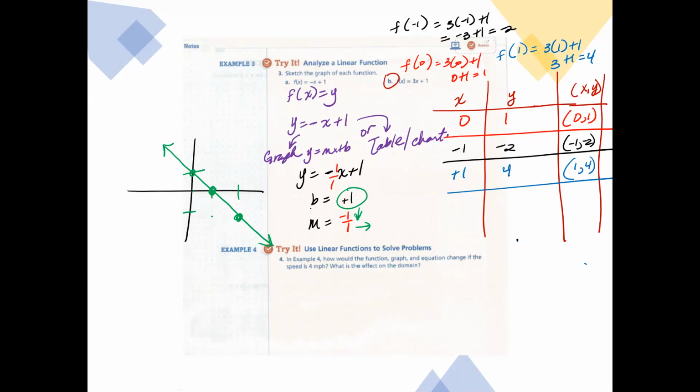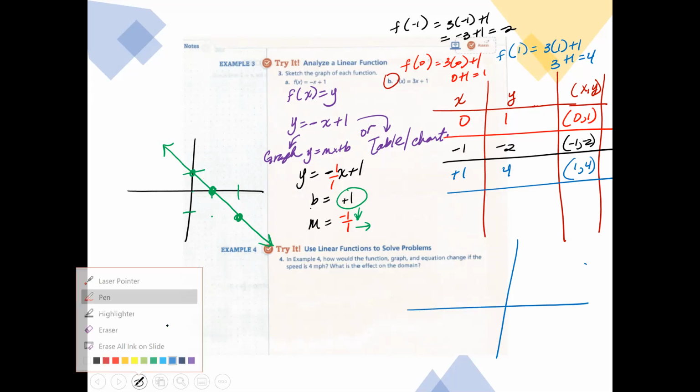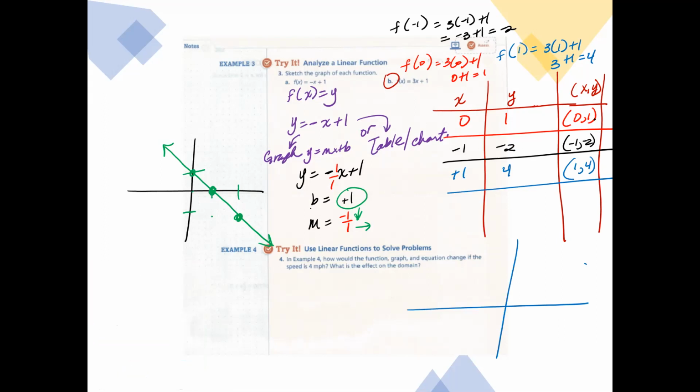Now that I have 3 points, I can adequately graph this line. Let's start off at 0, positive 1. Second point is at negative 1, negative 2. Third one is at positive 1, positive 4. 1, 2, 3, 4. Ta-da! There is your line. I actually don't like this line because it didn't touch all the dots. Okay, that one's a little bit better.